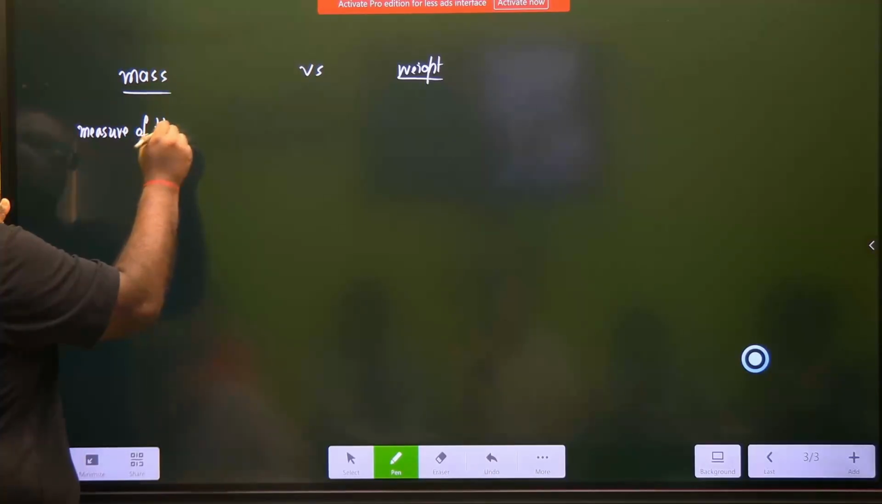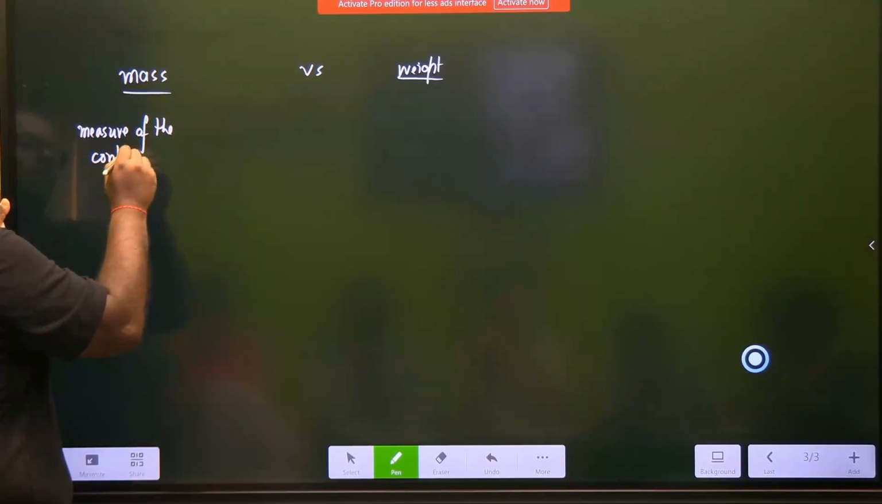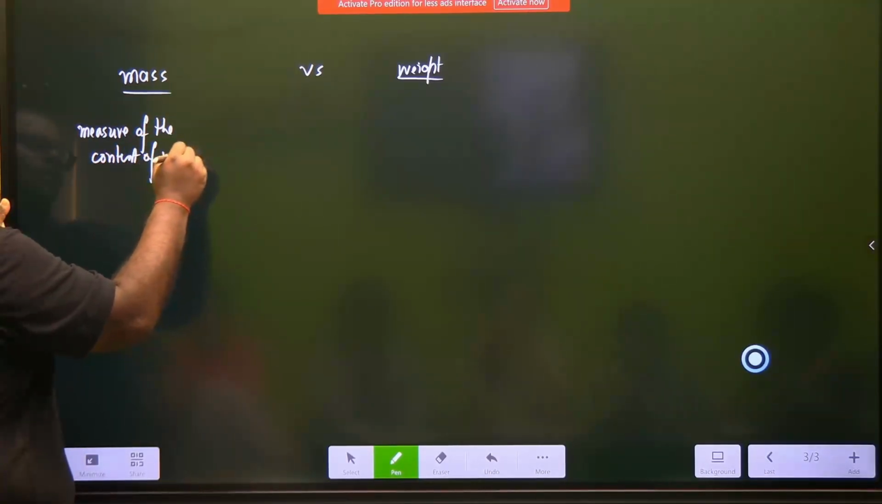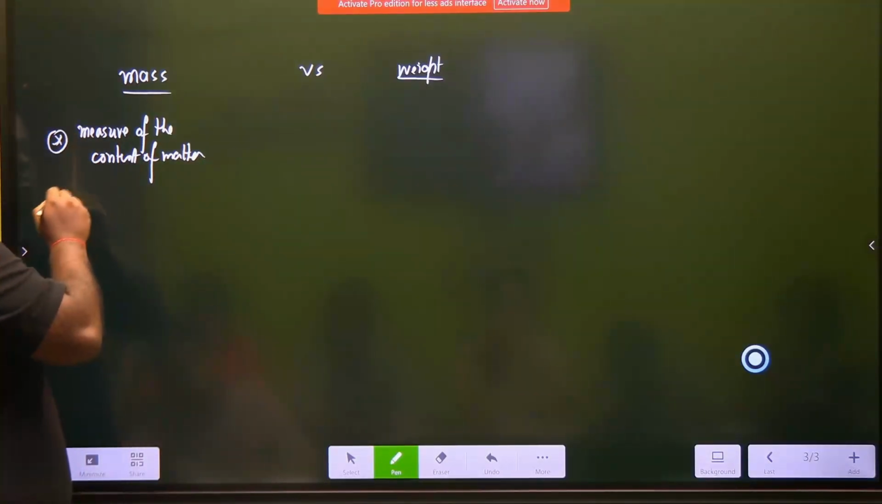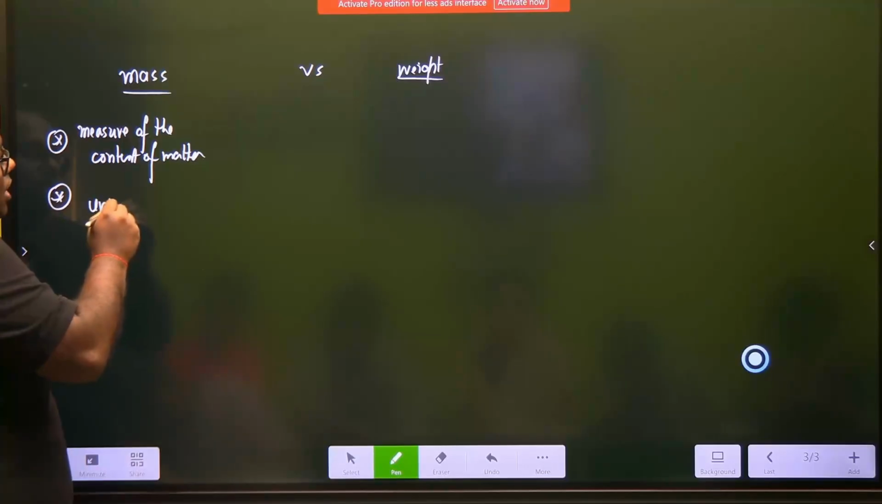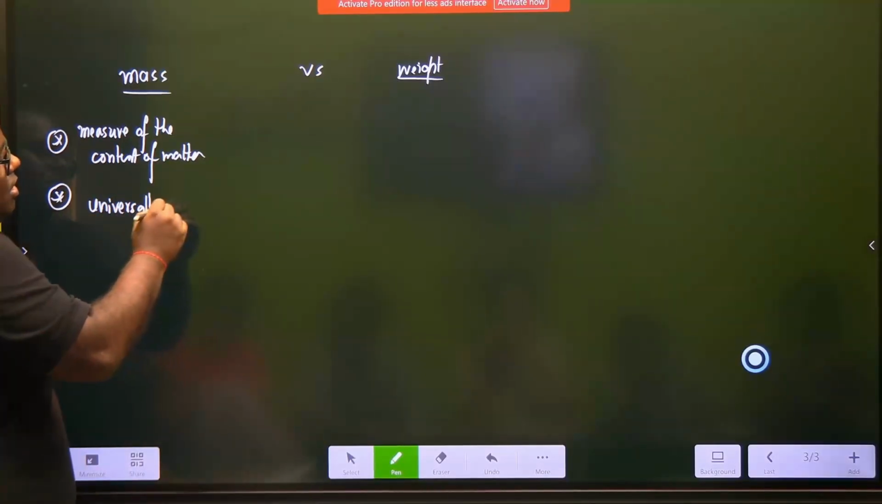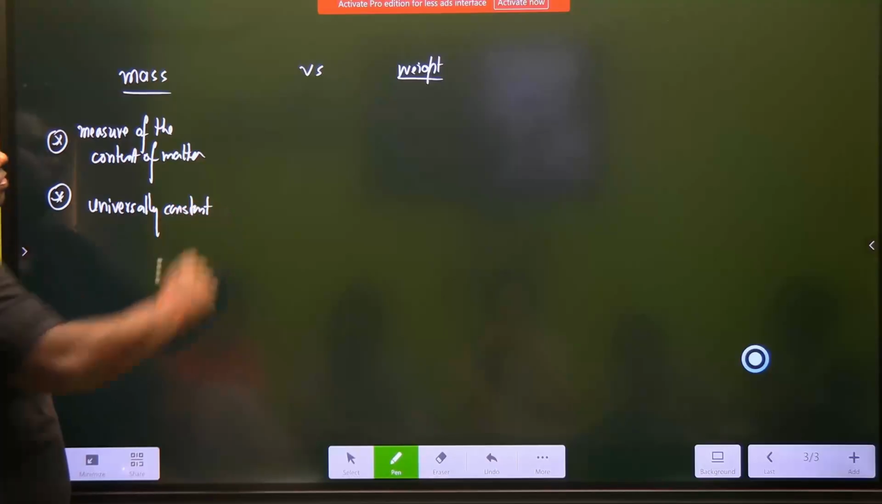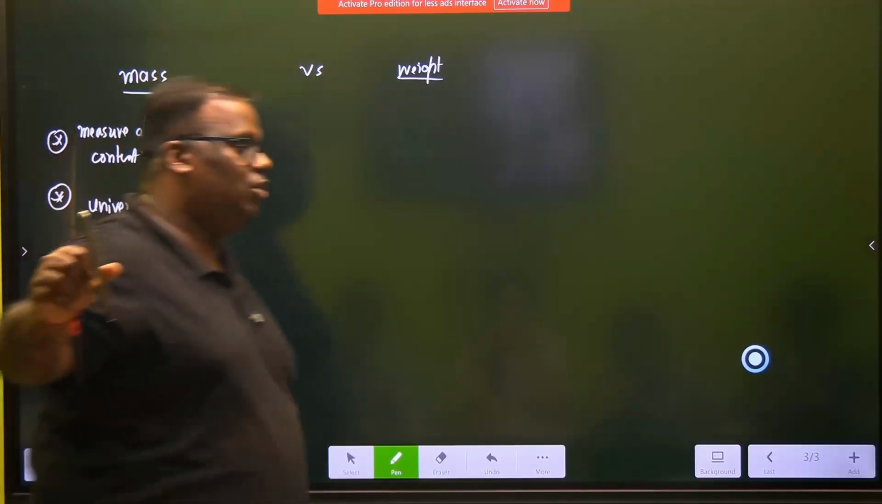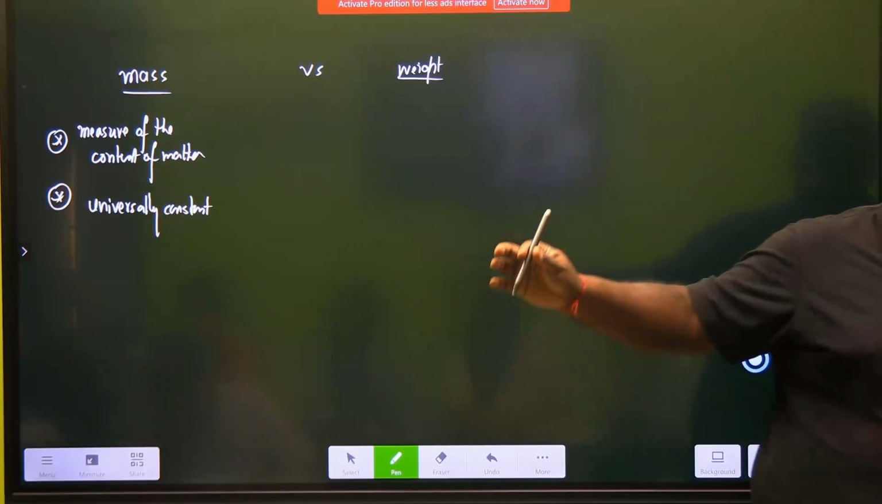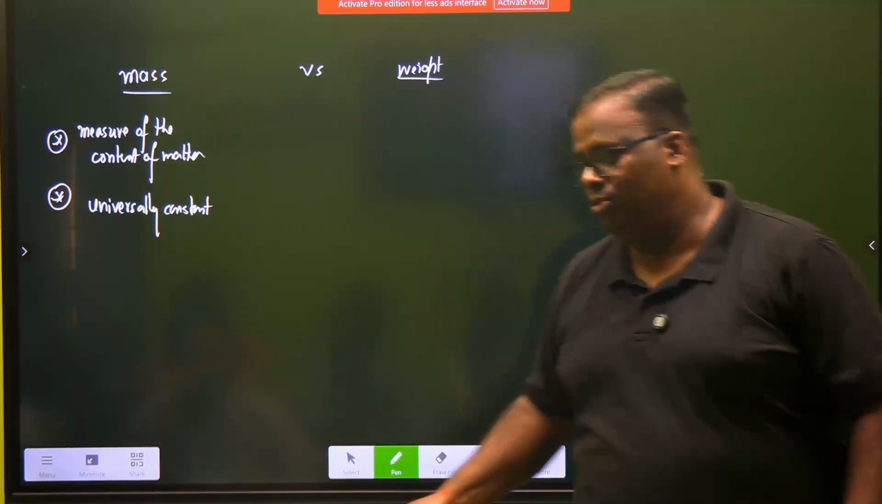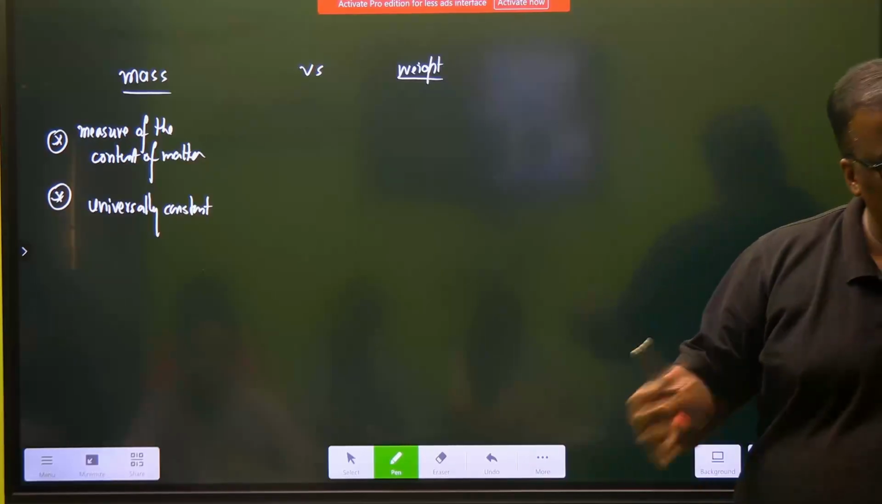Mass is a measure of the content of matter. How much plastic is present out here? Understood? So we'll first discuss mass. Mass is universally constant. That means if there is 15 gram or 20 gram of, say, plastic in my stylus, whether you take it to Venus, Earth, Jupiter, Saturn, wherever you want to take it, how much mass is there? 15 or 20 gram only.